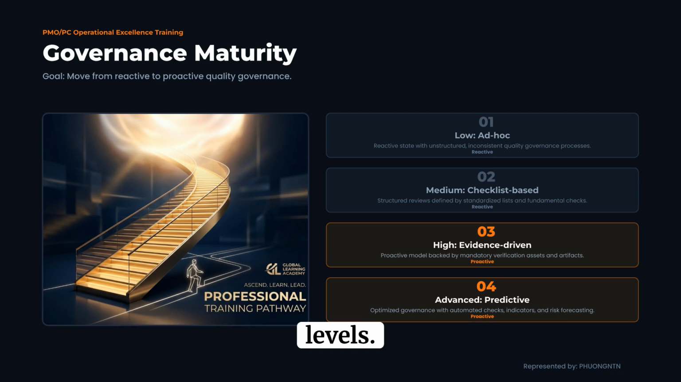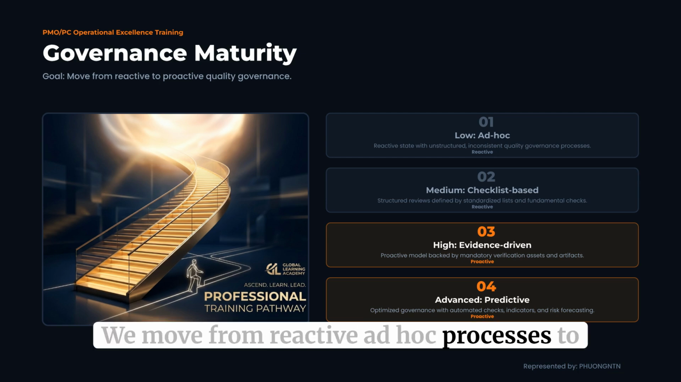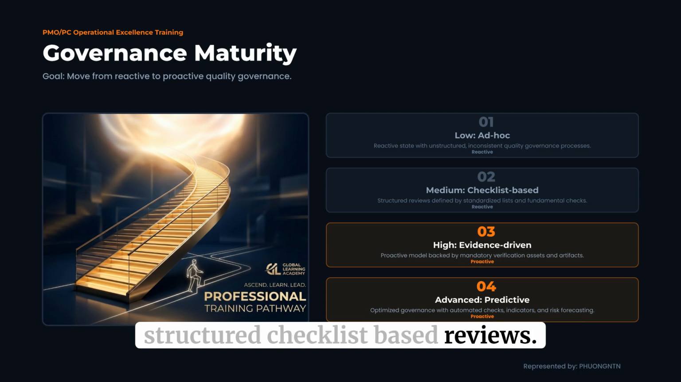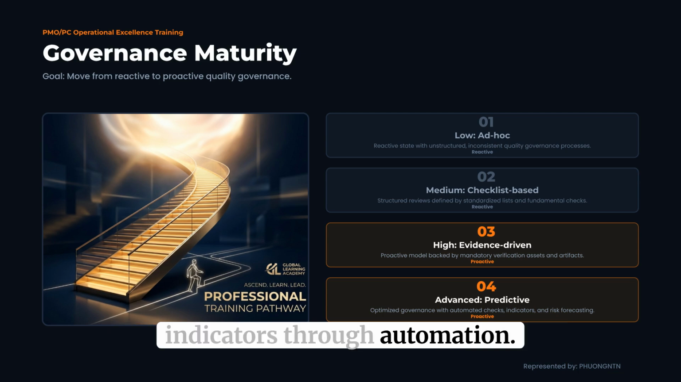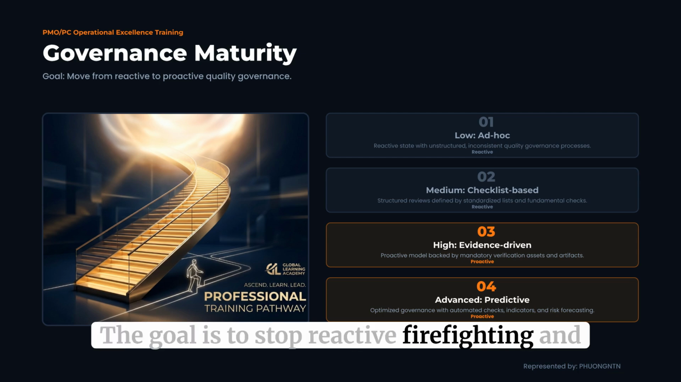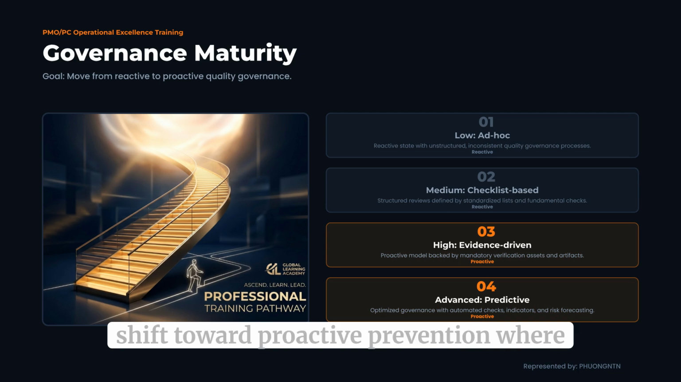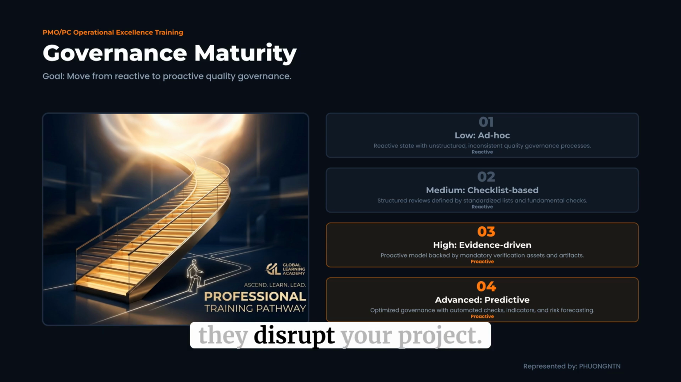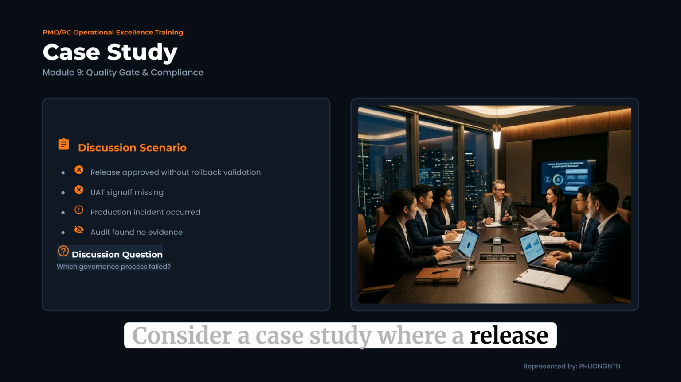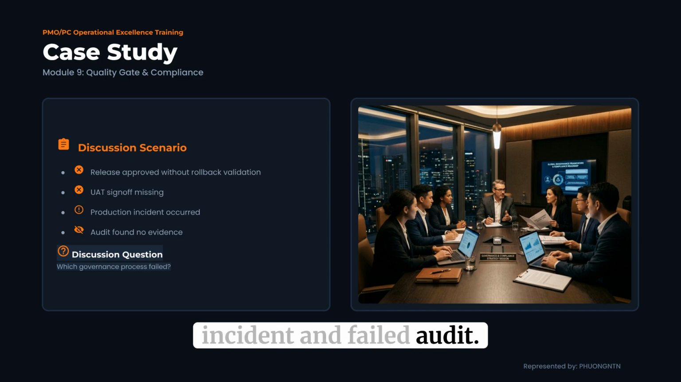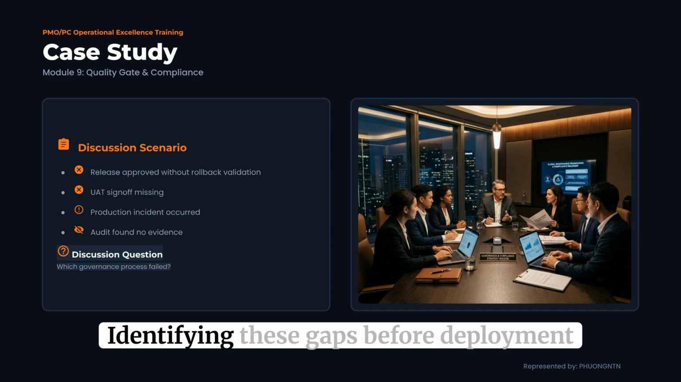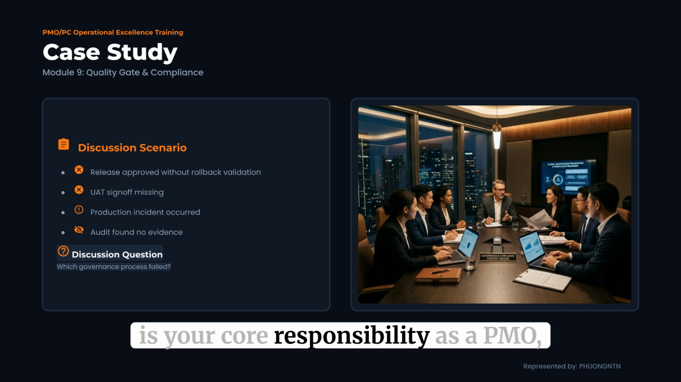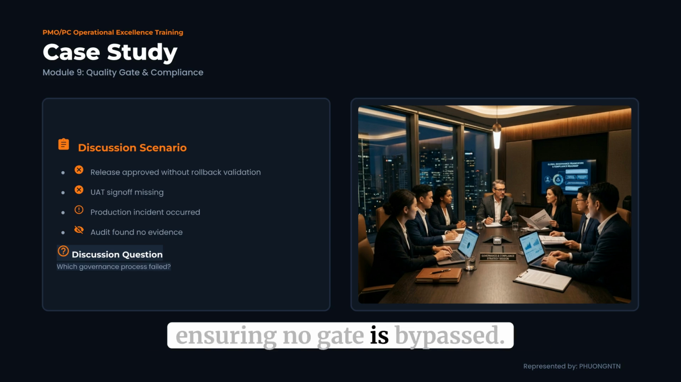Organizations evolve through maturity levels. We move from reactive, ad hoc processes to structured, checklist-based reviews. Higher maturity means using evidence-driven models and, eventually, predictive indicators through automation. The goal is to stop reactive firefighting and shift toward proactive prevention, where risks are identified and managed before they disrupt your project. Consider a case study where a release proceeded without rollback validation or UAT sign-off, followed by a production incident and failed audit. The failure here wasn't just technical, it was a total breakdown in governance. Identifying these gaps before deployment is your core responsibility as a PMO, ensuring no gate is bypassed.